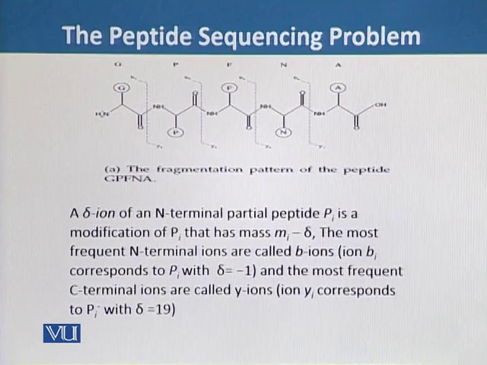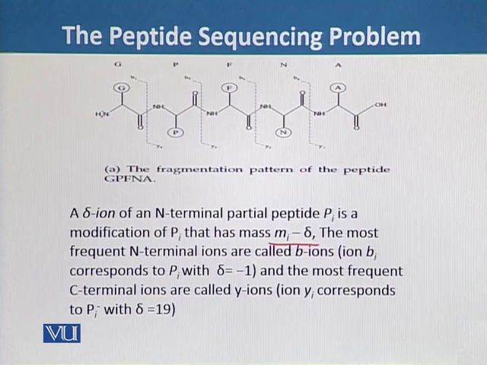So a delta ion of an N-terminal partial peptide Pi is a modification of Pi that has a mass Mi minus delta, corresponding to the loss of a small chemical group of mass delta, as we have seen previously in the case of a peptide that releases water molecules and ammonia molecules. So these are small chemical groups of mass delta lost when P was fragmented into Pi.